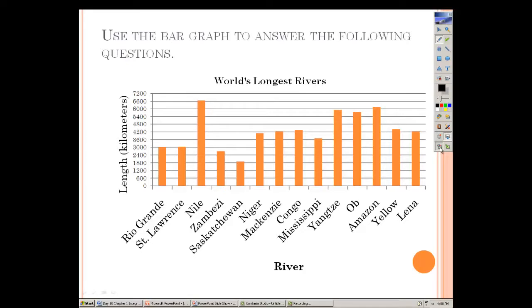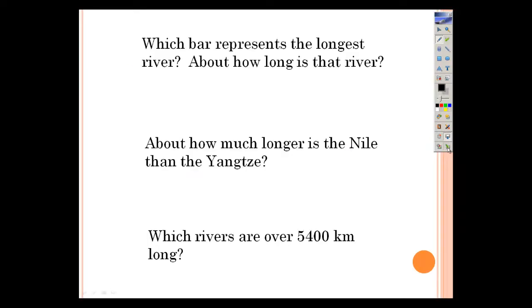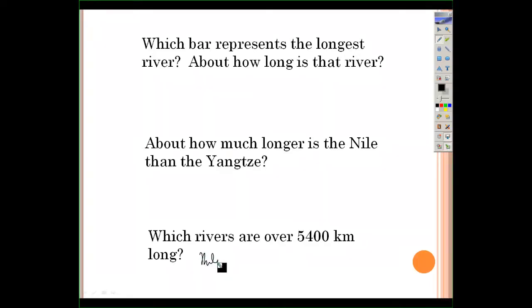I need to write down the Nile, the Ob, the Amazon, and the Yangtze. The Nile, the Ob, the Yangtze, and the Amazon. Okay, those are all over 5,400 kilometers long.